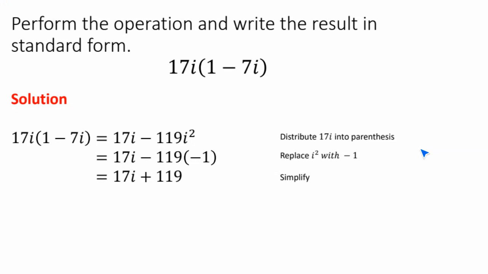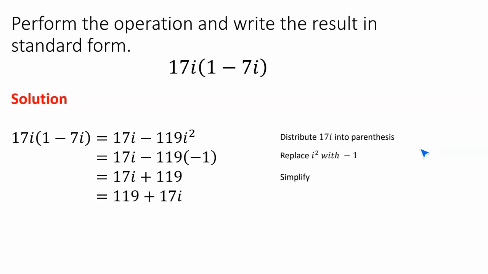And are we done? No, we want to rearrange this because this is not in standard form. We have the imaginary part first, and then the real part. So we've got to swap them when we put our answer into our computer. So our answer is 119 plus 17i. This is standard form, real plus imaginary. Okay. All right. So again, this is our standard form.